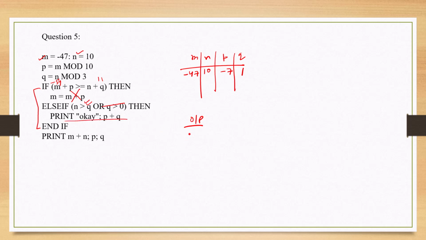So it's going to print OK on the screen. It's going to print P plus Q, which is minus 7 plus 1, which is going to be minus 6. And the line will change because there is no semicolon over here. Now we are going to print M plus N, which is minus 47 plus 10, which is going to be minus 37. And then we have a semicolon, meaning beside of that print P, which is minus 7. Beside of that print Q, which is 1. So this is your output.